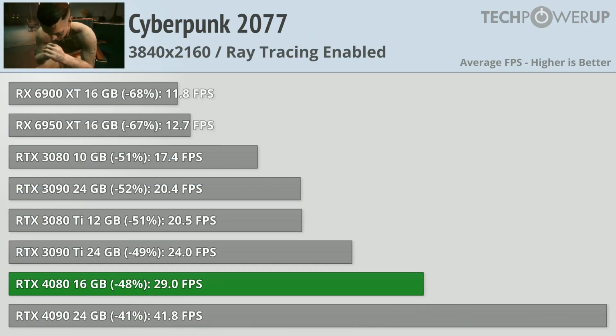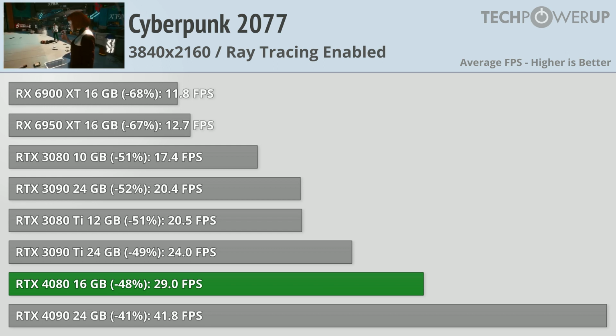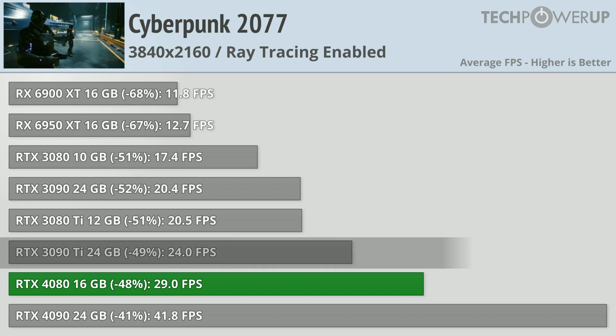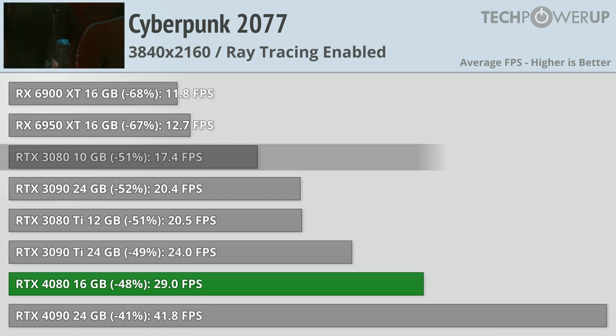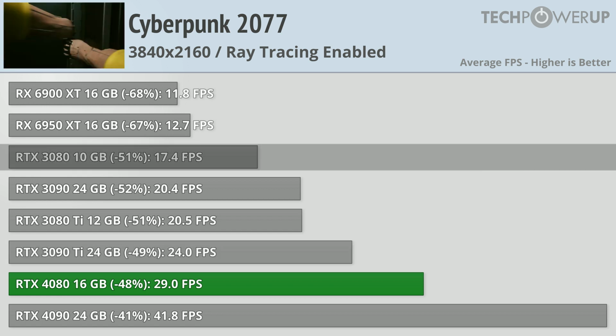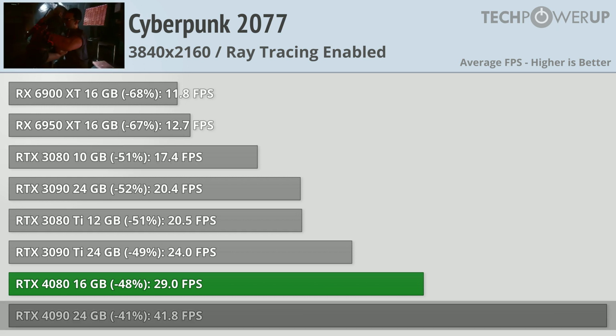And when you add in ray tracing, everything goes down, and now the RTX 4080 is only averaging 29 FPS. While this does mean that the RTX 4080's lead over the RTX 3090 Ti has increased to 17%, and its lead over the RTX 3080 has increased to 67%, it's now a whopping 44% slower than the RTX 4090.